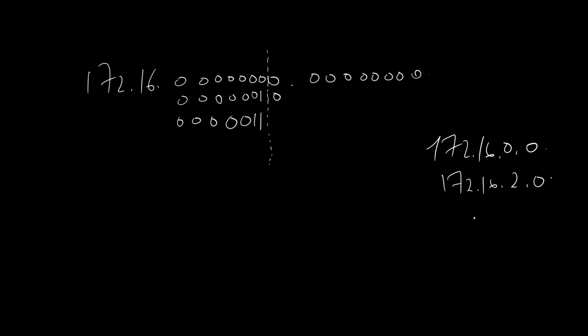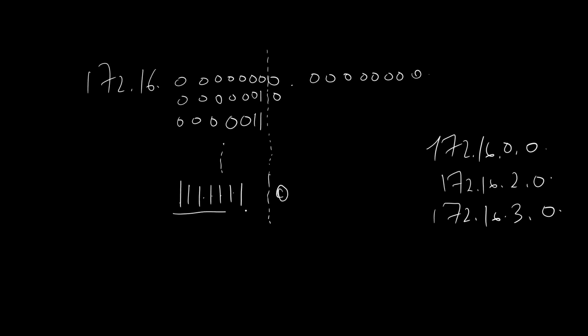That becomes 172.16.3.0. And it continues up until we have 1, 1, 1, 1, 1, 1, 1, 2, 3, 4, 5, 6, 7. And my demarcation and a 0 there. And when we have all these ones, is 255. So my last network will be 172.16. It should be 255.0.